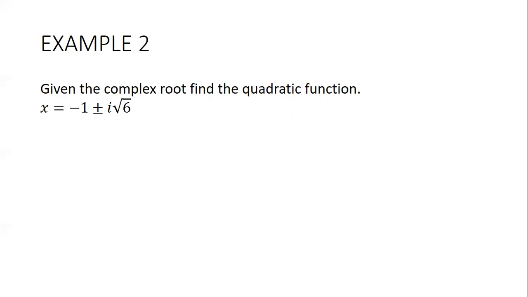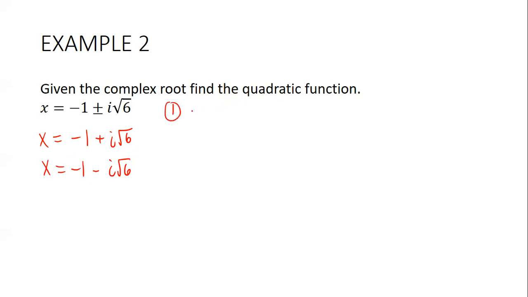So the first thing you're going to do is write it as a factor. So I have both of my roots here. How do I know I have both of my roots? Because it says plus or minus. So we have x equals -1 plus i square root of 6, and we have x equals -1 minus i square root of 6. Those are both of my x's, right?